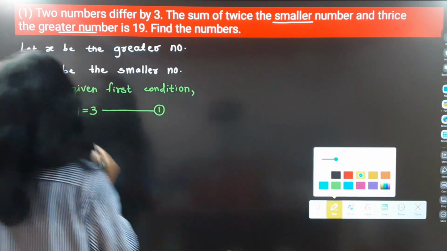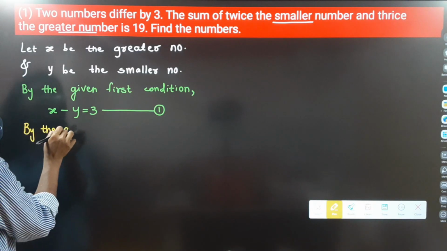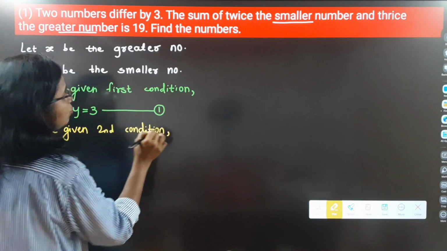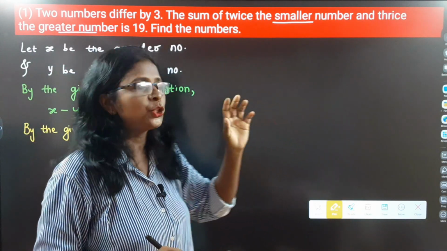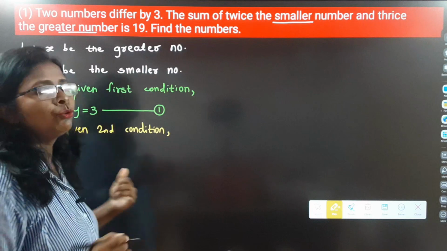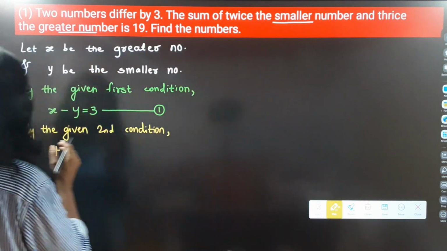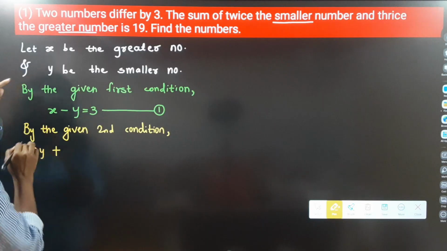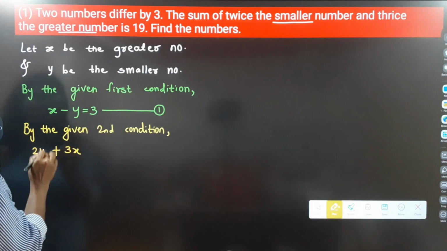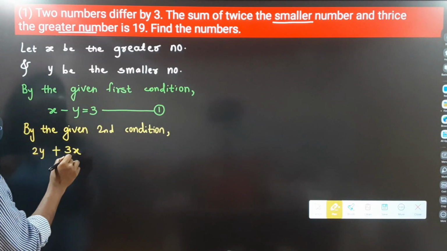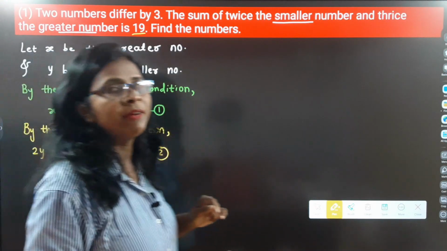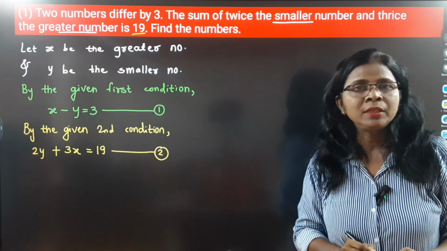Then next, by the given second condition. The second sentence is for the second condition: the sum of twice the smaller number. Sum means addition. Twice the smaller number, so 2y, and thrice the greater number, 3x. The sum of twice the smaller number and thrice the greater number is 19, is equal to 19. So, students, this is the second equation by the second given condition as per the example.